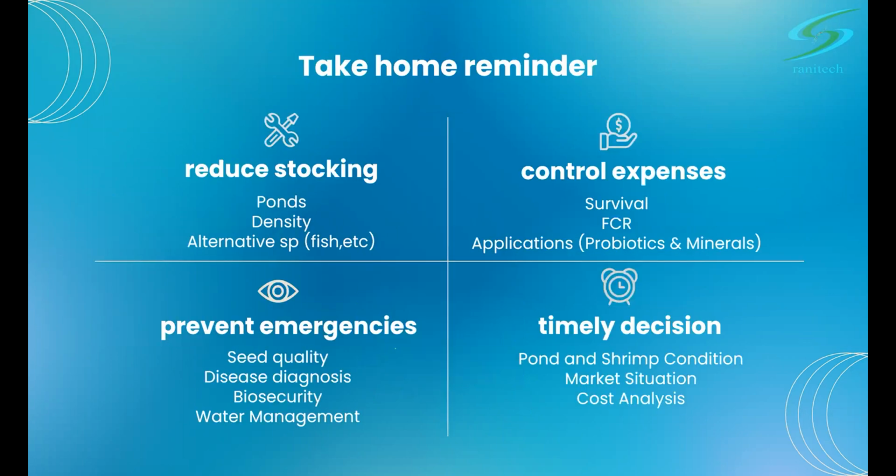So, take-home reminders, as I told you: we have to reduce stocking densities in ponds, and we have to control expenses. Whatever I told you, we have to improve our survival from 80 to 90%. We have to better our FCR from 1.5 or 1.6 to 1.2. And we have to control our applications like probiotics and minerals. Especially, I want to say this, we have to prevent these emergencies. We can't afford to lose much more to diseases, especially white spot and EHP. You need to have proper diagnosis and biosecurity. At the same time, your decisions must be proper. You need to understand your pond and shrimp condition properly and take the right decision so that you don't lose more money. Thank you very much.